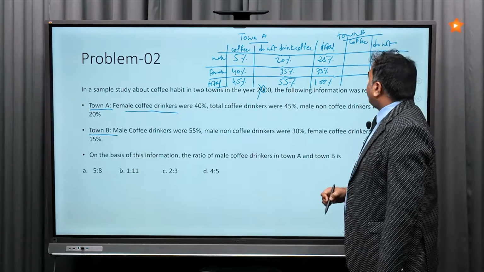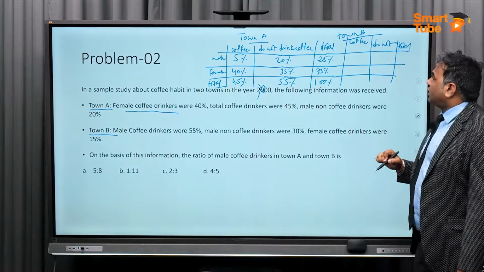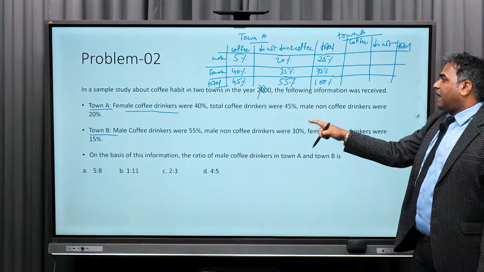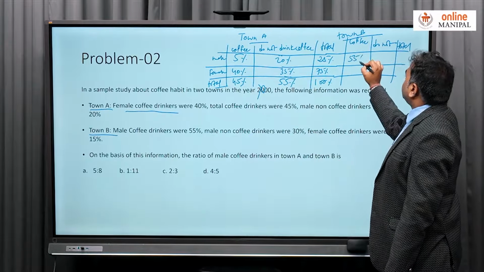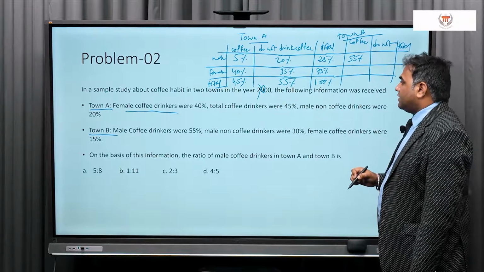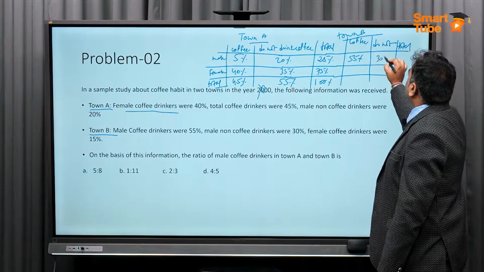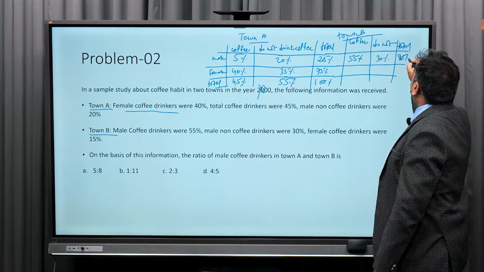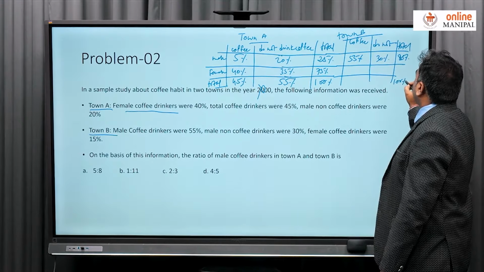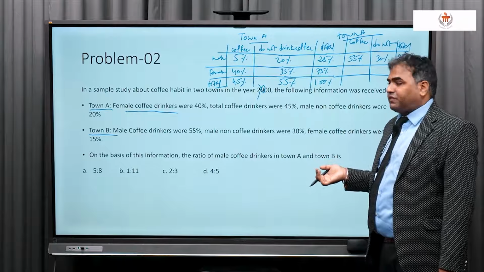Okay. Now for town B, what they have given: male coffee drinker is 55. So male coffee drinker is 55. Okay. Then male non-coffee drinker is 30. 30 plus 55, it would be 85. Total is 100. You know total is 100. So this would be 15. Clear? 100 minus 85 is 15.